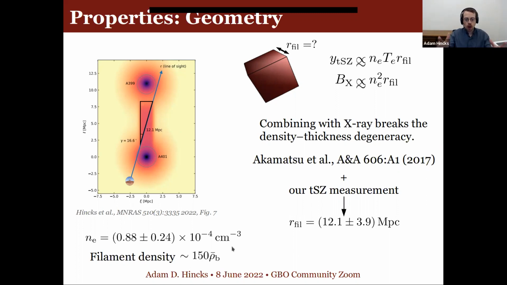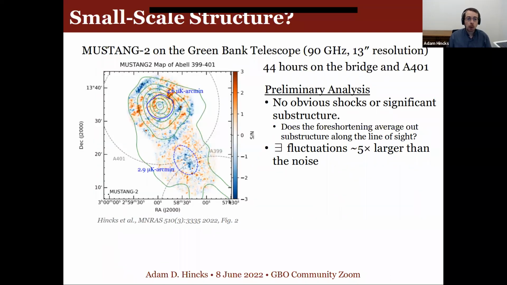Okay, so this is all work with ACT, but I mentioned earlier that we got time on MUSTANG-2 on the Green Bank Telescope, and here is our map from MUSTANG-2. We observed for 44 hours. We didn't observe Abell 399. In this map, Abell 399 is down here off of the map, but we spent most of our time in this intercluster region here, getting down to this sensitivity. And then we also spent a bunch of time centered on Abell 401.